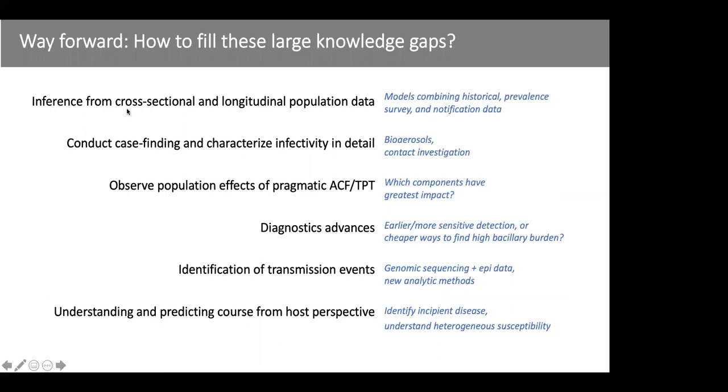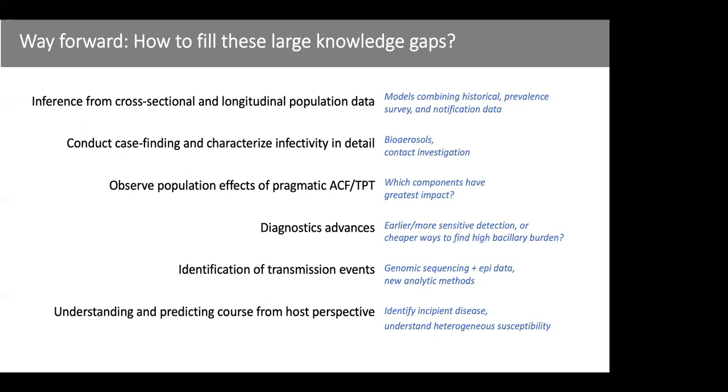We have rich cross-sectional data from prevalence surveys, as well as the cases who get diagnosed and notified. And we have some longitudinal population data, a lot of it historical, from prior to antibiotics, and some of it from, for example, recent studies of incipient TB. In terms of understanding infectivity, pairing active case finding with data collection that can characterize infectivity in detail, for example, looking at infectious bioaerosols and investigating contacts, can give us a better understanding of the relative infectiousness of subclinical versus clinical cases.